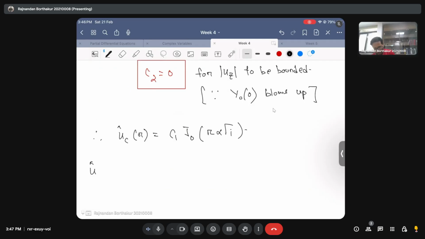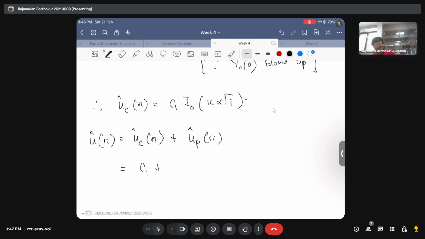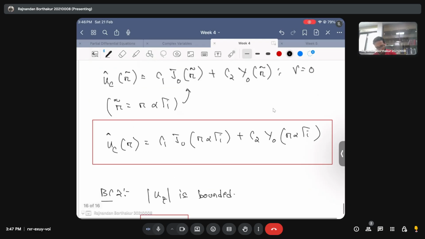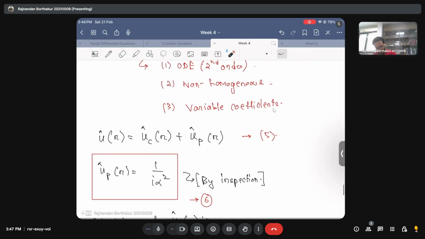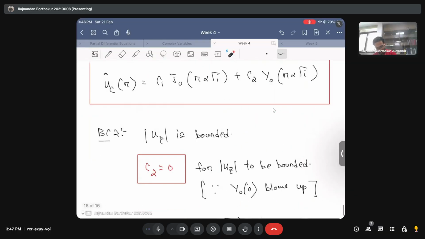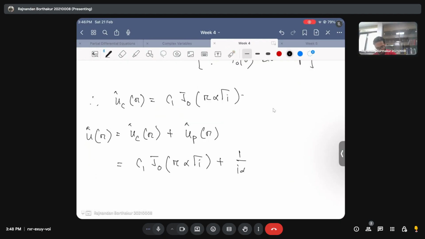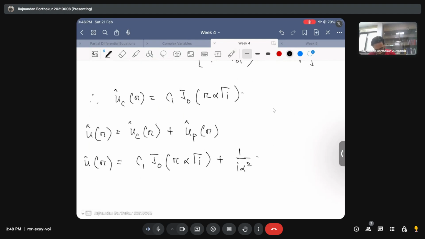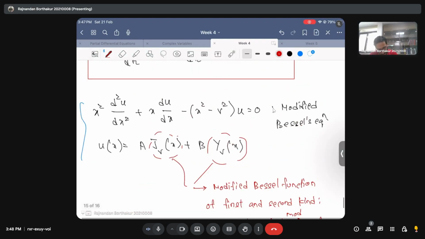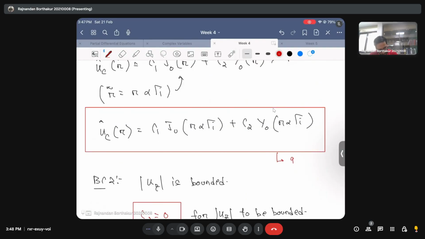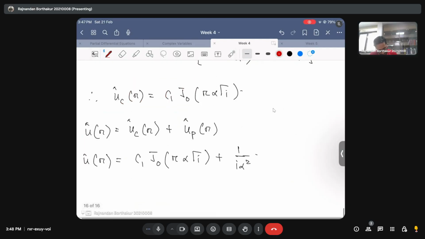So the complete solution, you remember, is u hat of r equal to uc hat of r plus the particular integral up hat of r. I know that my uc hat of r is c1 J0 of r alpha root I plus the particular integral. If you remember, the particular integral was 1 by I alpha squared. So that is going to be your u hat of r. Maybe I should name these equations: this is 8, this is 9, this is 10, and this is 11.